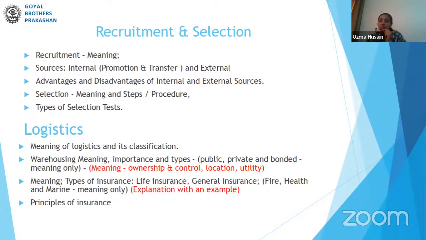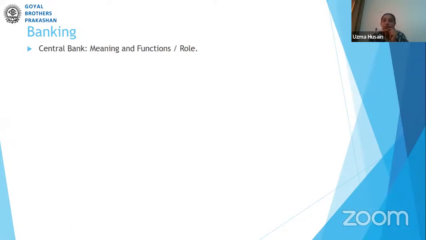This is about logistics and insurance. Further, coming to the banking chapter. The banking chapter consists of the central bank and the commercial bank. So we have the meaning of the central bank, then we have the functions of the central bank, or we say the role of the central bank, which is again very important.